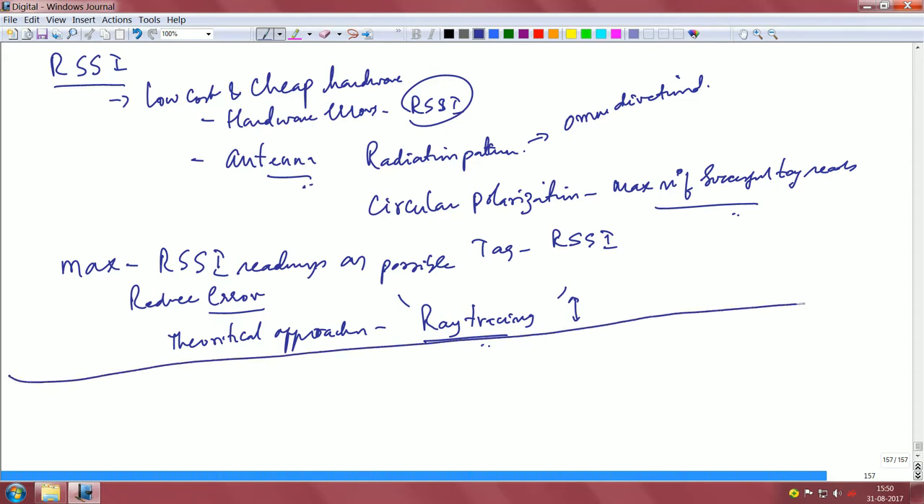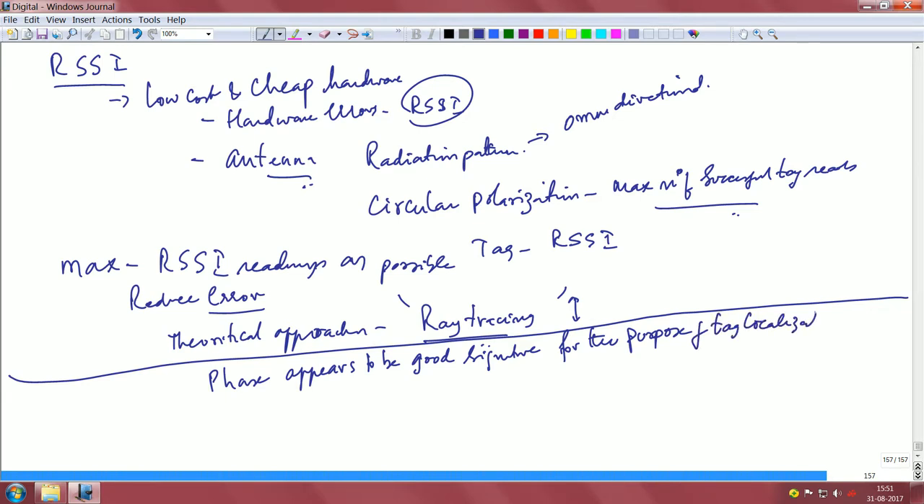Finally, you also should know that phase appears to be a good signature available from most RFID readers for the purpose of tag localization. Let me show you a picture of what we mean by phase of the tag, and with that we will understand a little better how to extract this phase. The phase is already available from the reader every time it reads the tag, but how to use that phase in a manner that you will be able to use it for localization. So we said phase appears to be a good signature for the purpose of tag localization.